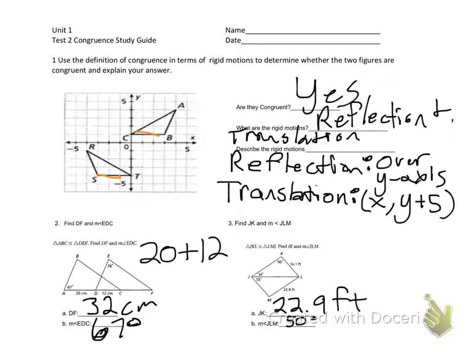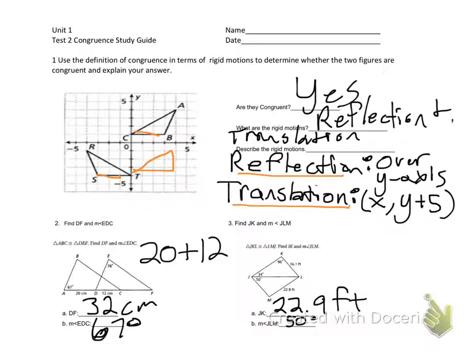And you can also look at the angles, but also you look at the rigid transformations here, or the rigid motions, and you notice that this has been reflected, alright, and then it's been translated up. The reflection is over the y-axis and the translation is up 5 on the y-axis.